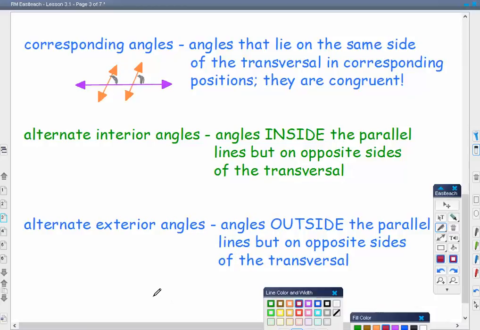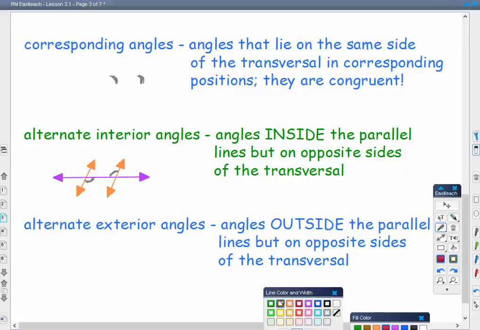So let's first take a look at alternate interior. These are angles inside the parallel lines, but on opposite sides of the transversal. So if I drag this down so I can reuse this image, I've got my two parallel lines intersected by the transversal. Alternate interior angles are the angles on the interior, or the inside, of the parallel lines, but on alternate sides of the transversal. So like this angle and this angle here, those are alternate interior angles.